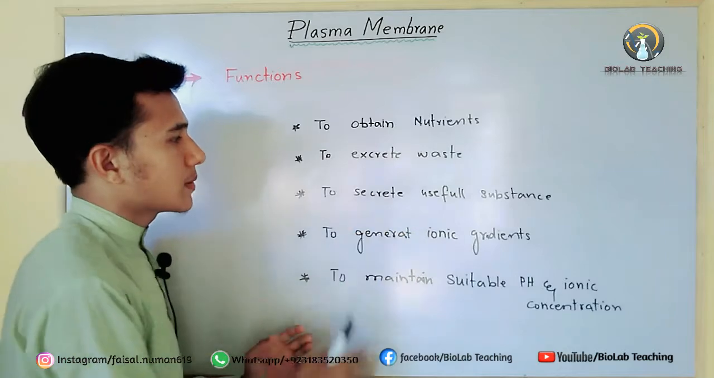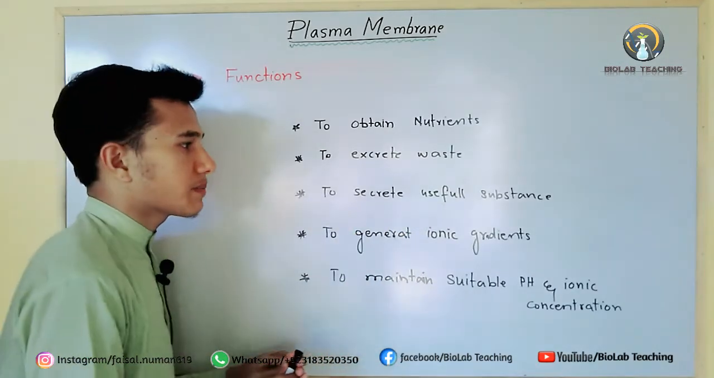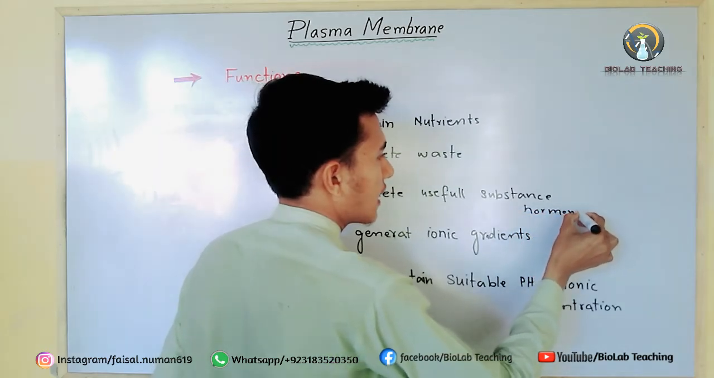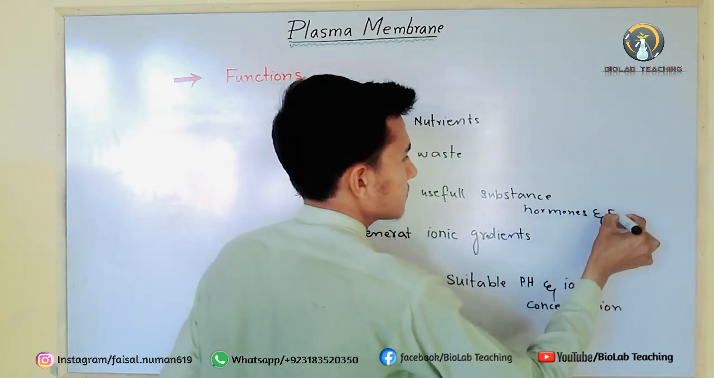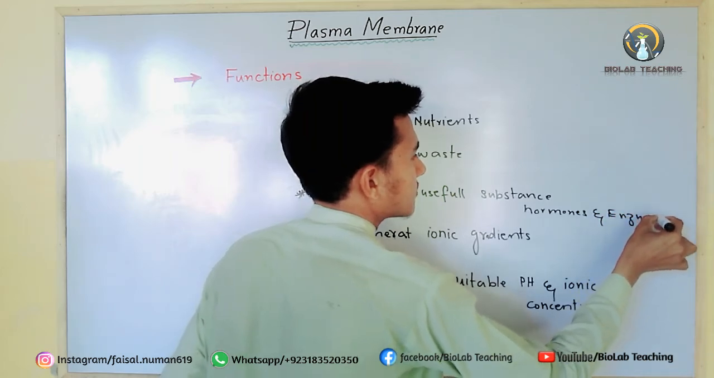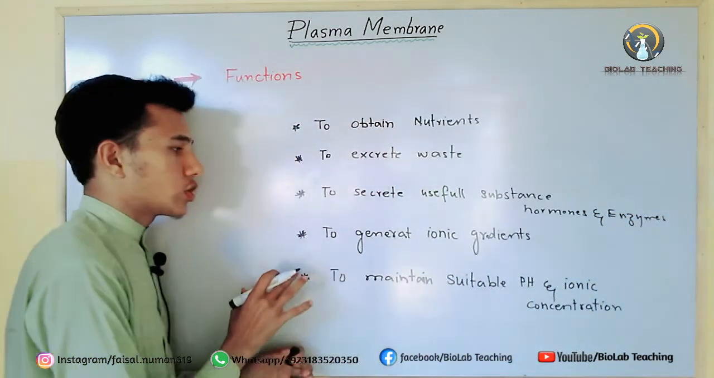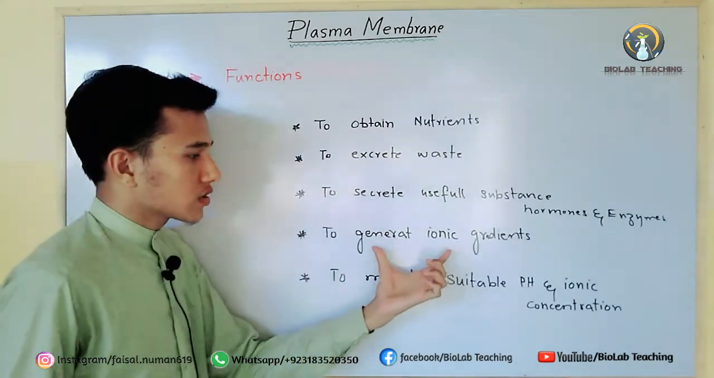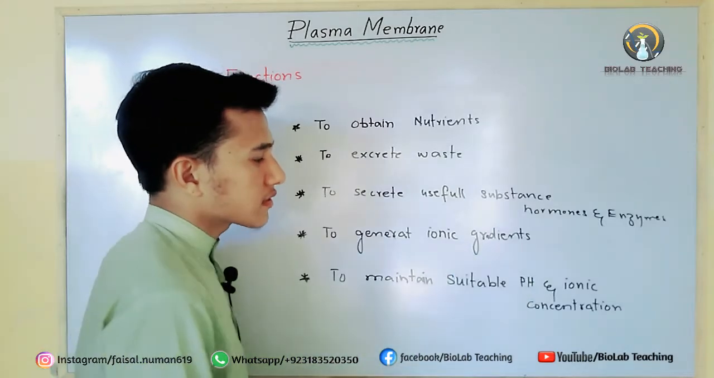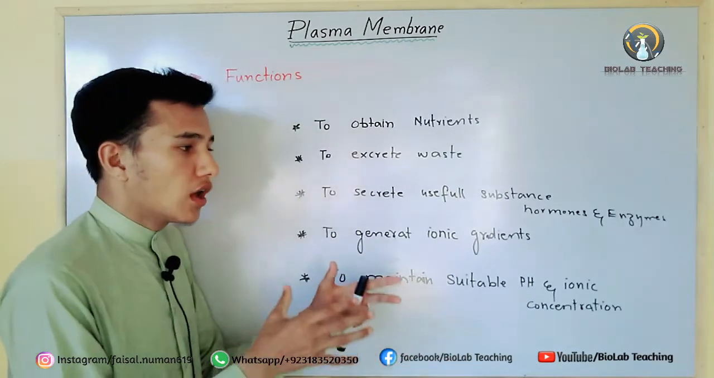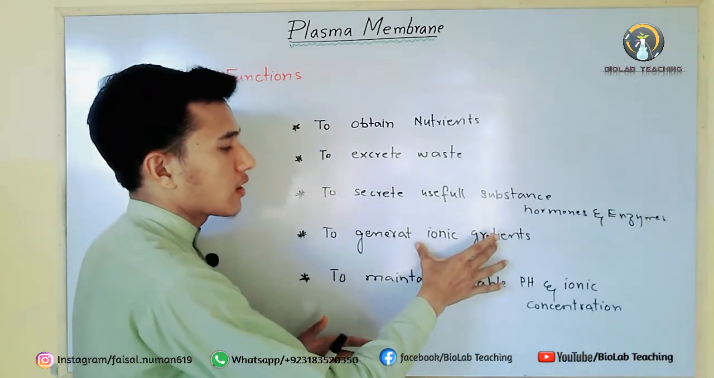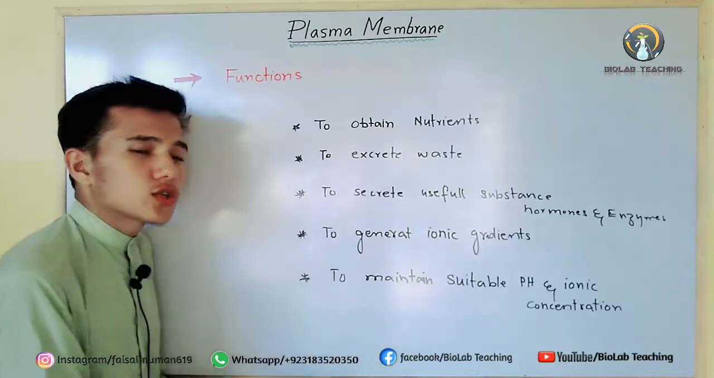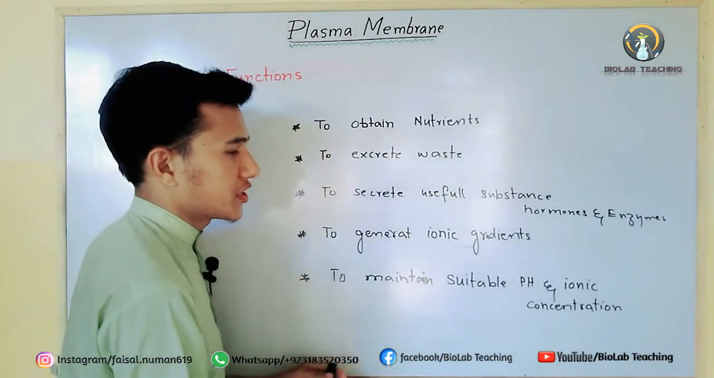Also, the plasma membrane secretes useful substances. For example, it secretes hormones and enzymes, and also generates ionic gradients. This gradient is useful for enzymatic activity, and also useful for nervous activity. And also they maintain the suitable pH and ionic concentration in the cells.